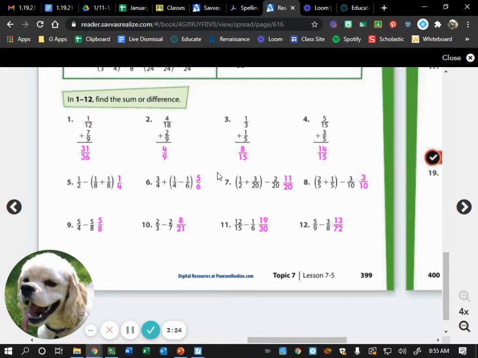Okay, and then our last one on this page was number 9. So then for number 9, we had 5/4 minus 5/8. Least common denominator is 8. We already have 5/8 with 8 as the denominator, so 5/4 would have become 10/8. So 10/8 minus 5/8 equals 5/8. Any questions on number 9?